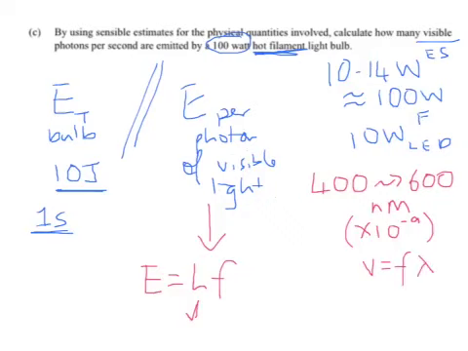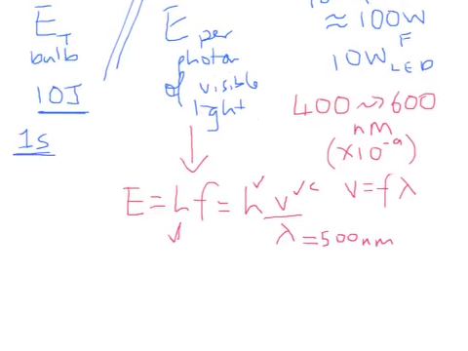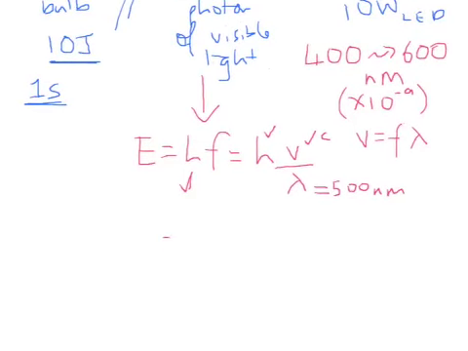From v equals f lambda, f equals v over lambda, so we can rearrange this to be E equals h v over lambda. H we said we know, v is going to be the speed of light, so let's just write a little c so we know that, and lambda is our estimated 500 nanometers. Okay, so it turns out if we plug all of this in, we end up with about 4 times 10 to the minus 19 joules per photon of light.